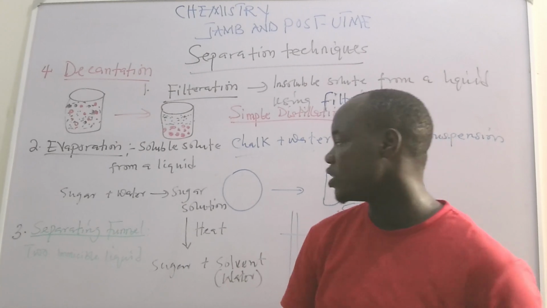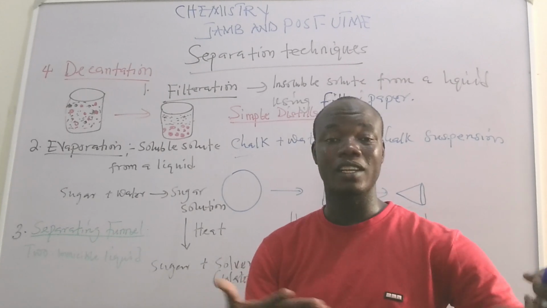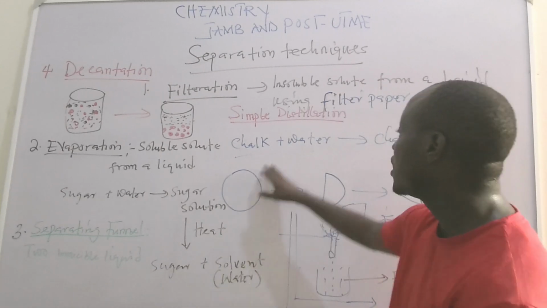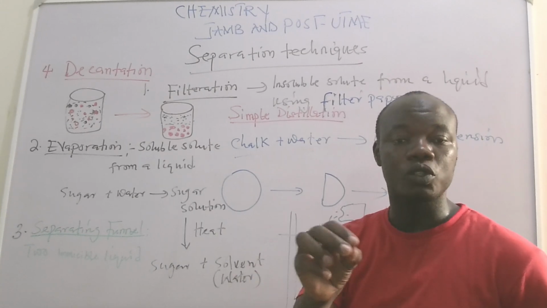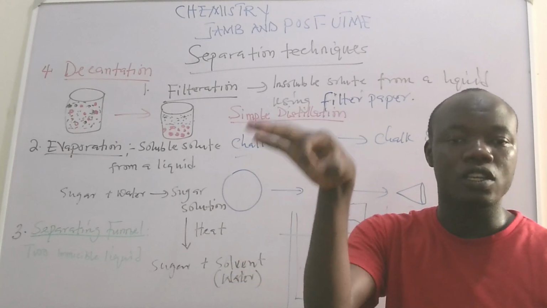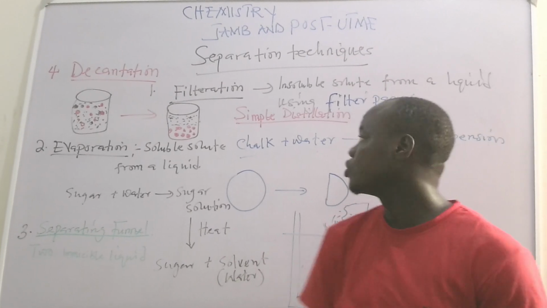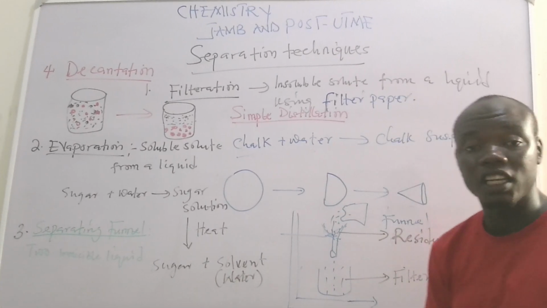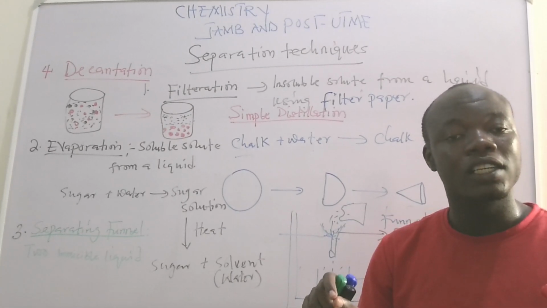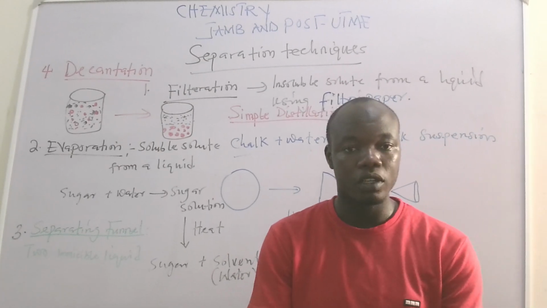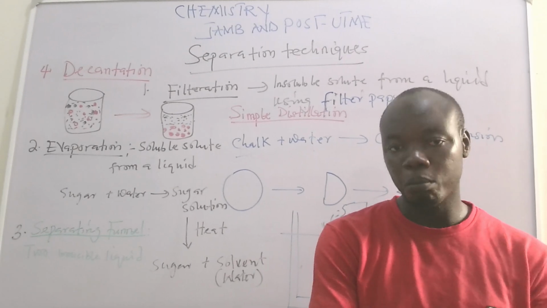But the difference between the liquids is that in the case of a separating funnel, you are separating immiscible liquids, that is, liquids that do not mix. But in the case of simple distillation, it's a type of separation used to separate two miscible liquids, that is, liquids that can mix together. So that is why simple distillation is used to separate liquids that are miscible based on their differences in boiling point.